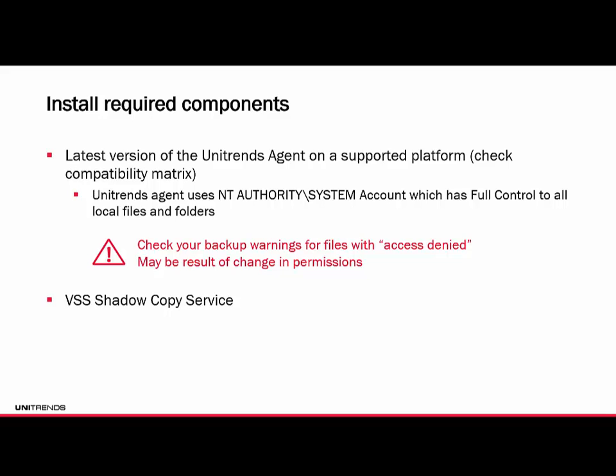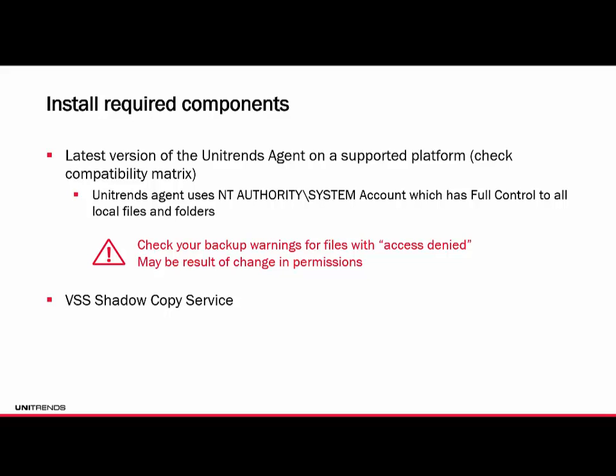When we start breaking down the installed required components, you need the latest version of the Unitrends agent on a supported platform. Once again, you want to check that compatibility matrix. I know we talk about it in the fundamentals course. You're going to use that compatibility matrix a lot. So make sure whatever operating system you're trying to install our agent on, you're trying to get backups on, make sure we support it. Check that compatibility matrix first.